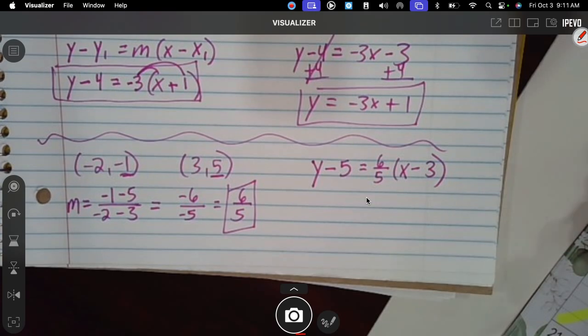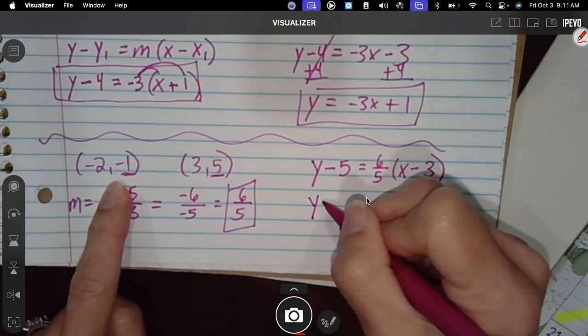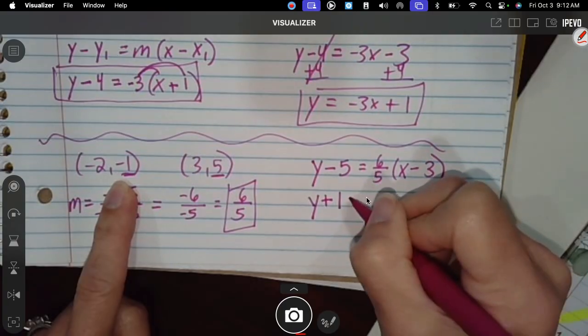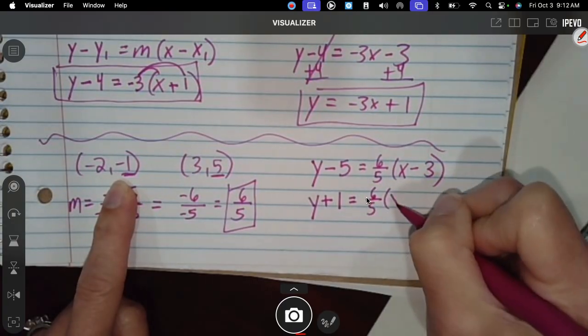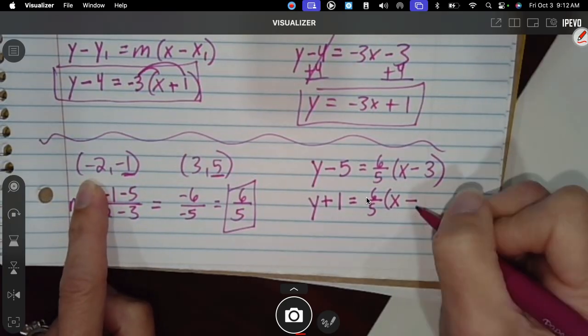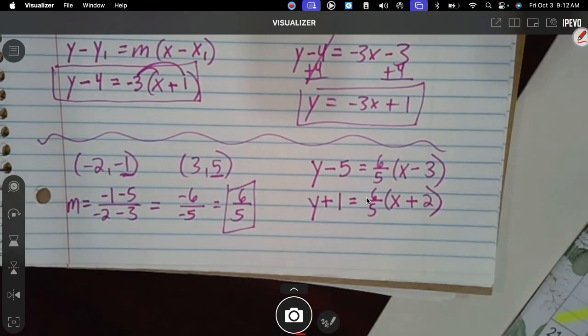Okay, maybe you got that answer, write that down, you're done. Or maybe you picked this point. That one would say y minus, that's a -1, so I got to change it, equals our slope, 6/5, x minus, and that's a -2, so I also have to change it. That is also the correct answer.